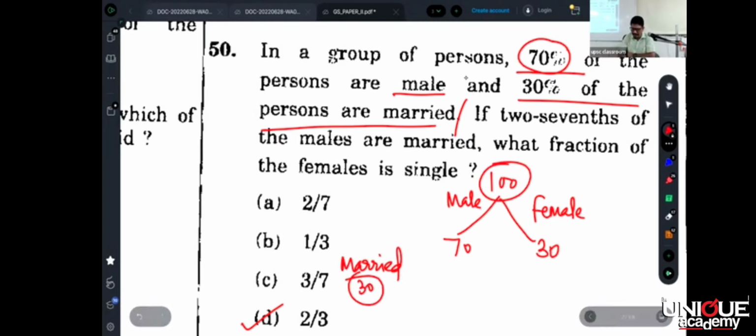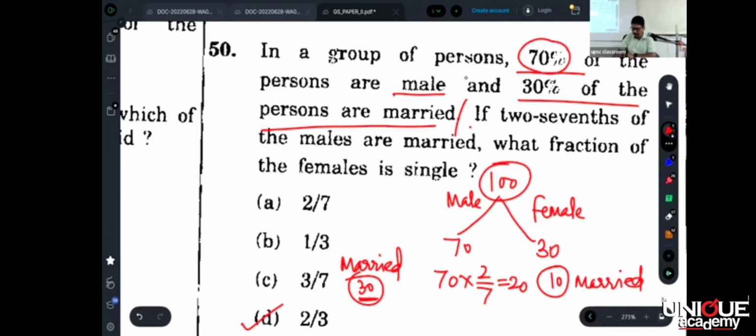The next sentence: 2/7 of the males are married. 2/7 of the males, we are getting 70. 2/7 of 70 is the number 20. So 20 males are married. Is it clear? But we know the total number of married persons is 30. Out of 30 persons, 20 are male. Obviously the remaining are female. How many females are married in other words? 10 only. So 10 females are married.